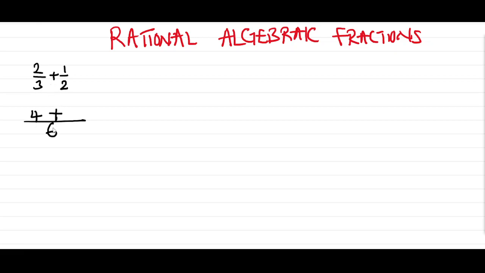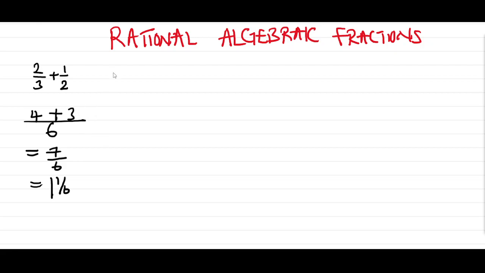6 divided by 2 is 3. 3 multiplied by 1 is 3. And then what this will give us is 7 over 6, which should be written as the whole number 1 and 1 over 6. This is how this is simplified.